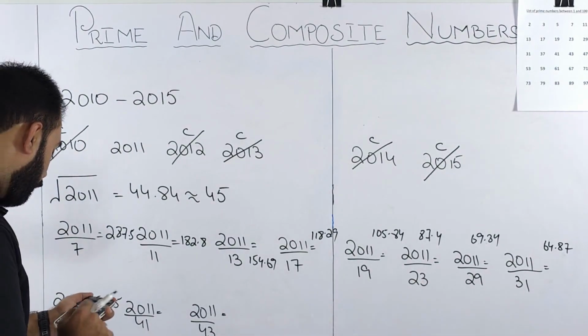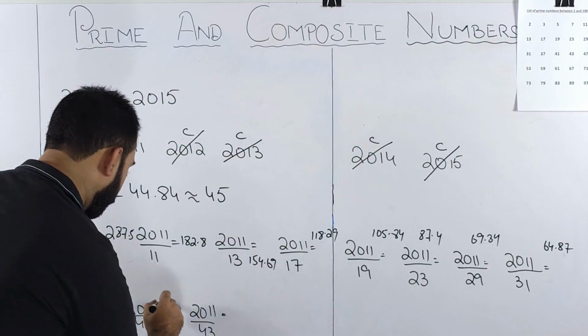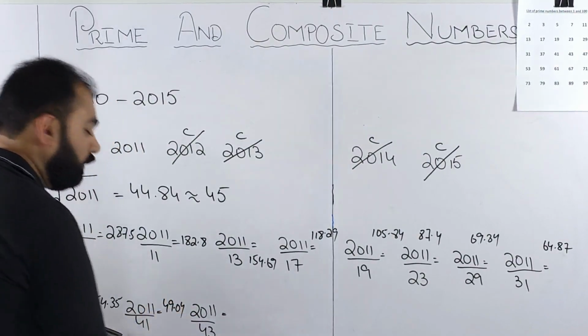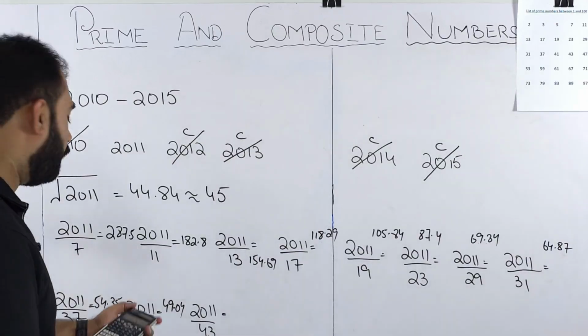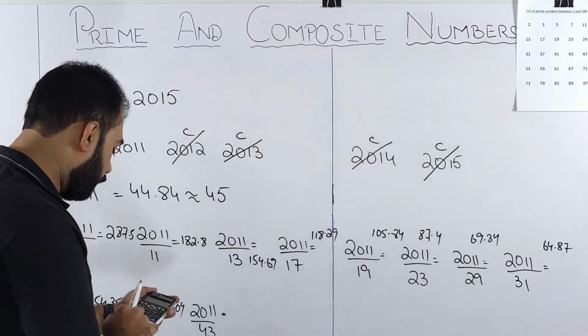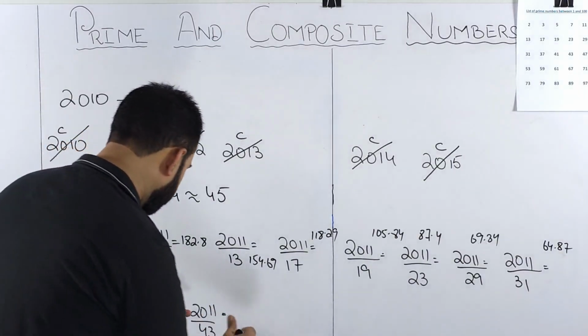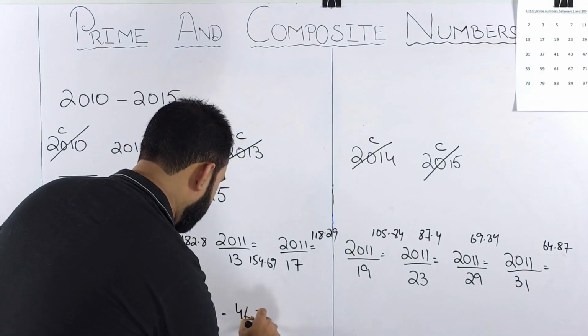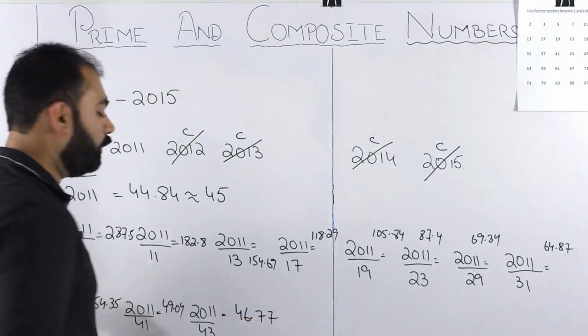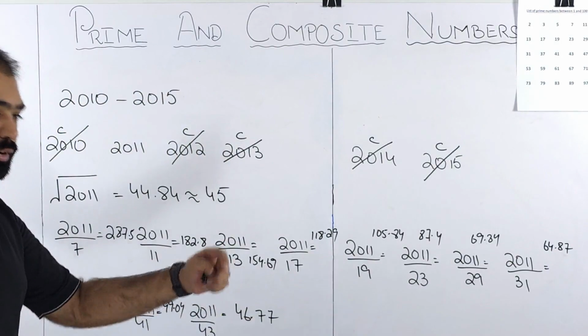2011 divided by 41, we get 49.04. Again decimal number, that means not completely divisible. So 2011 divided by 43, we get 46.77. Again a decimal number.